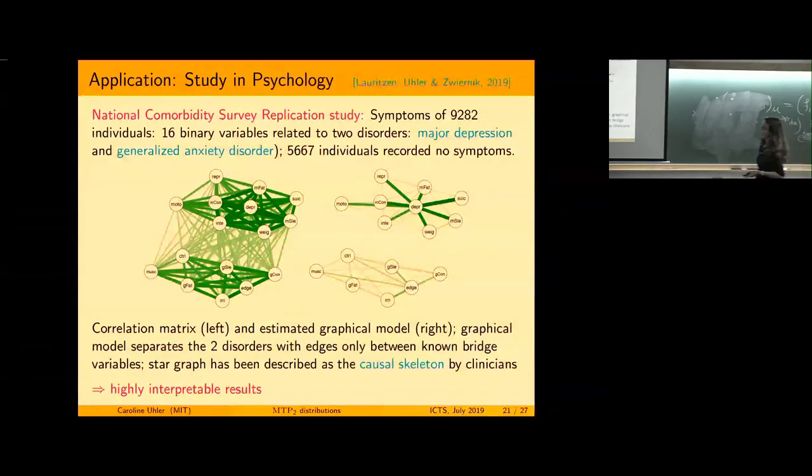So we just get these highly interpretable results. This is when you just look at the correlation structure. This is when you actually look at this J variable, right? Which now we can actually estimate.